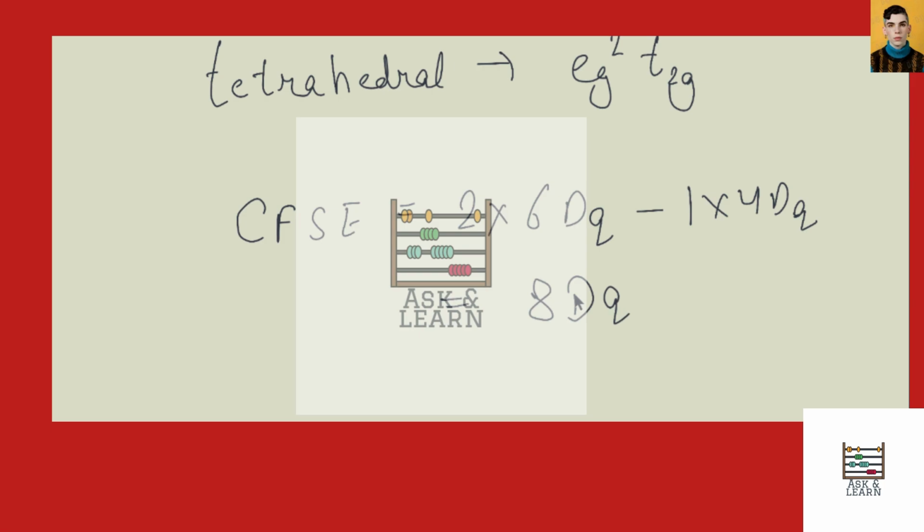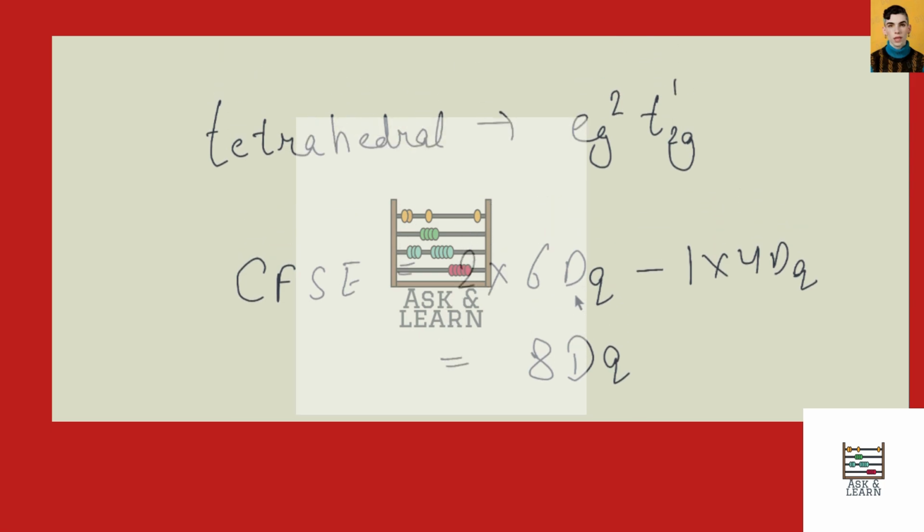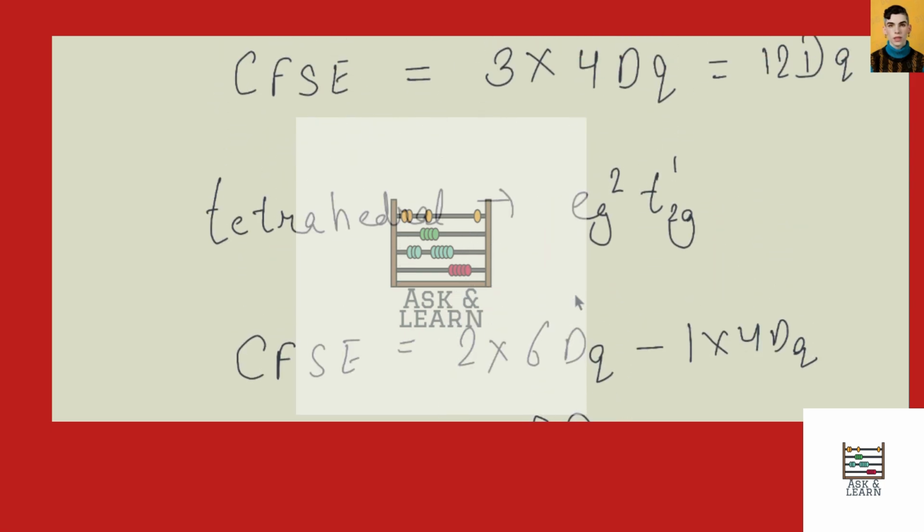Now you can see that the crystal field stabilization energy for octahedral complexes is high as compared to tetrahedral. So Cr3+ will only form the octahedral complexes, not the tetrahedral ones.